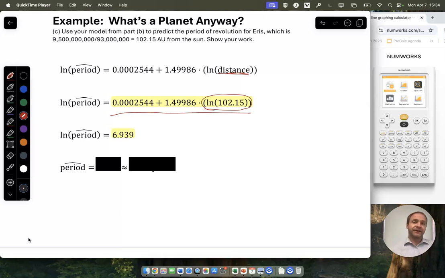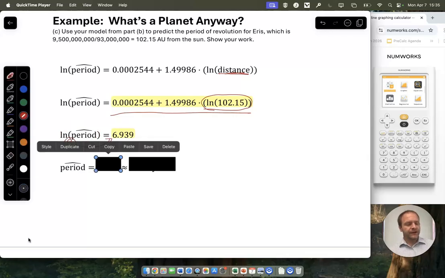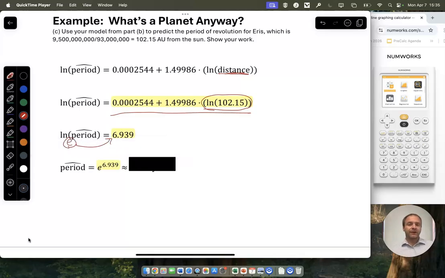That's not the predicted period. It shouldn't make sense either. If it's further away from Pluto, that's not how long it's going to be. That is the predicted natural log of period. I have to solve for the predicted period of the revolution. So I'm going to use my base, which is e, and raise it to that power. So e to the 6.939 power equals the predicted period hat. And type that into my calculator, I get about 1,032 years. Now that makes more sense if it's further away than Pluto is.